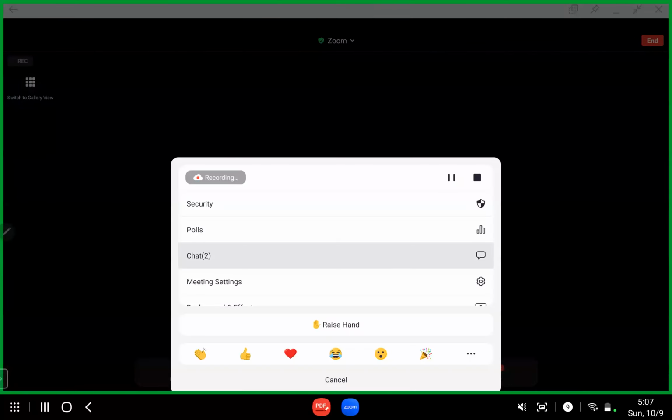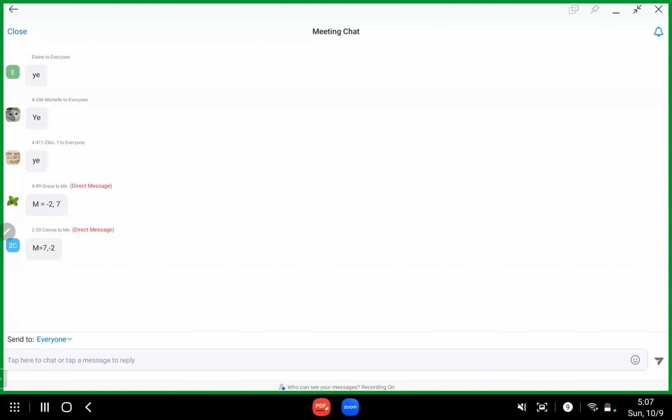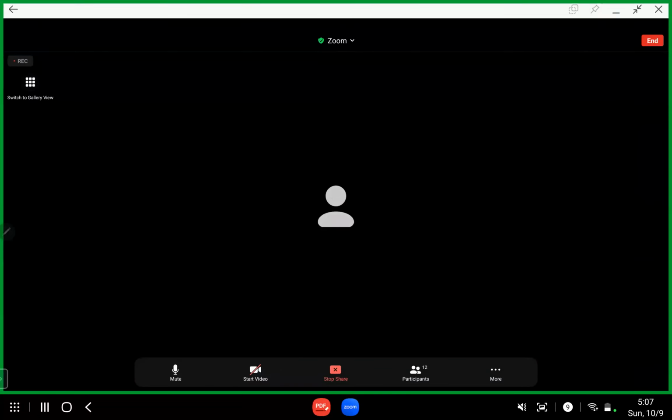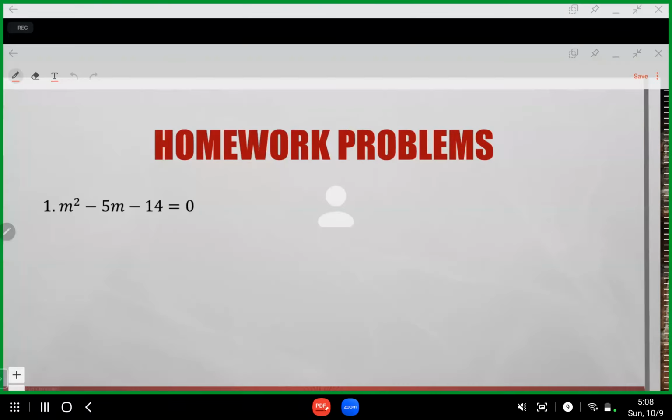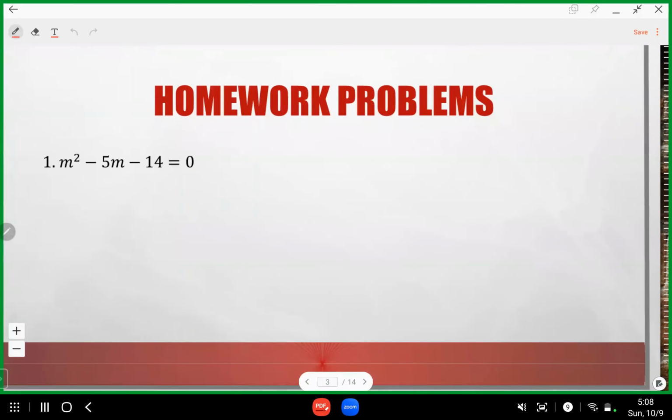All right, so let's look at the answers. I think people said -2 and 7. So let's look at that. There are two ways you could solve this that we've learned thus far. You could either use factoring or the quadratic formula. For this specific case, I'd actually recommend factoring instead of the formula because it's very easy to factor.